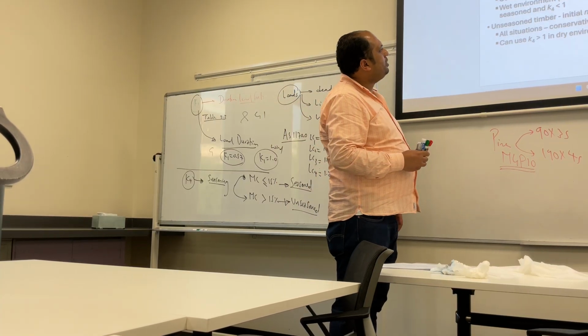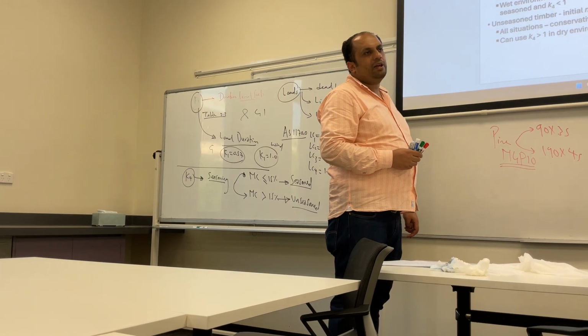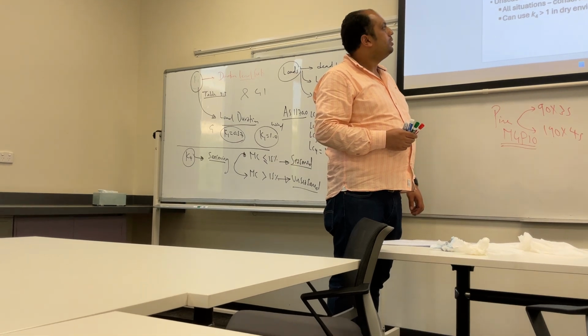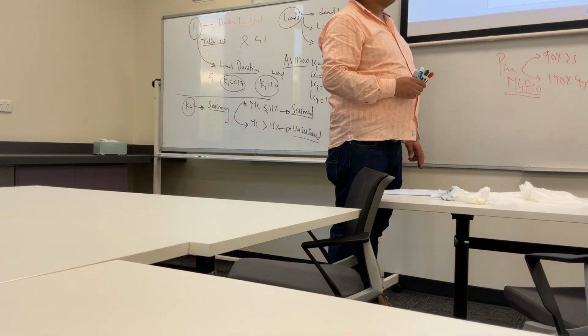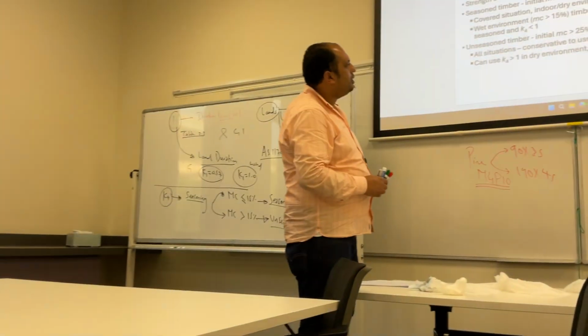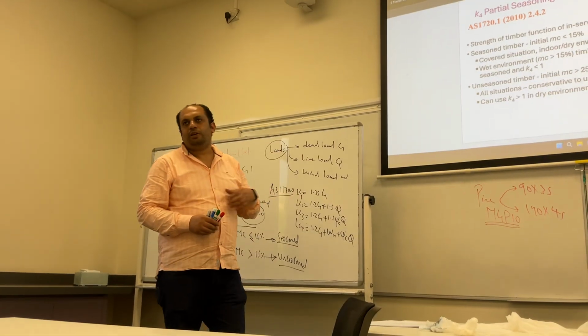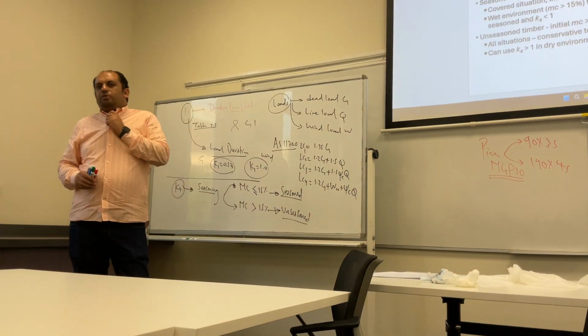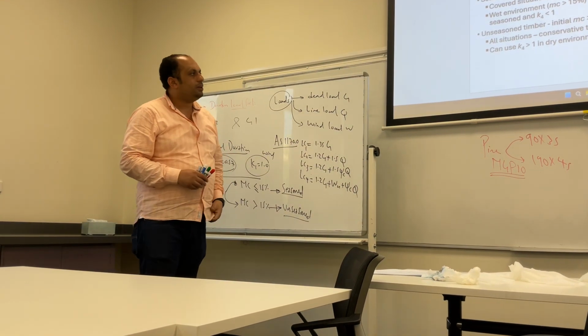So in a covered situation, an indoor dry environment, we can take K4 as 1. In a wet environment, where there is too much moisture content, more than 15, K4 should be less than 1. So K4 is actually a reduction factor to account for the moisture or the seasoning.